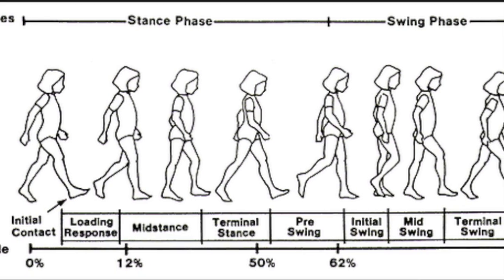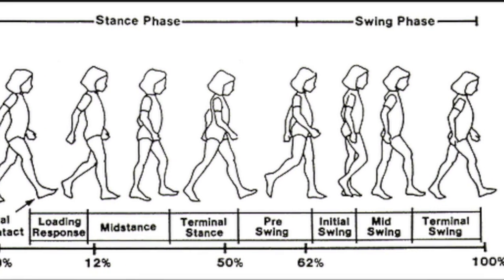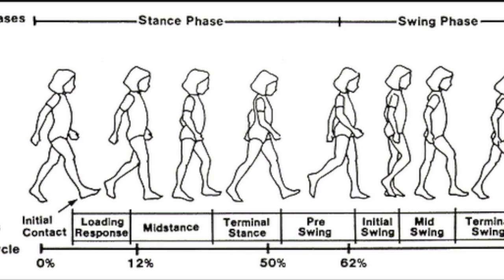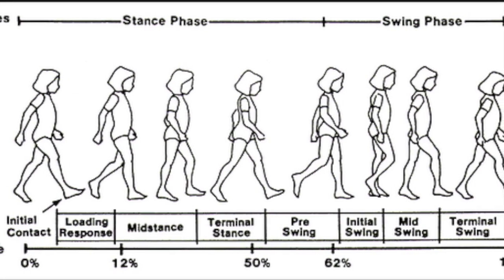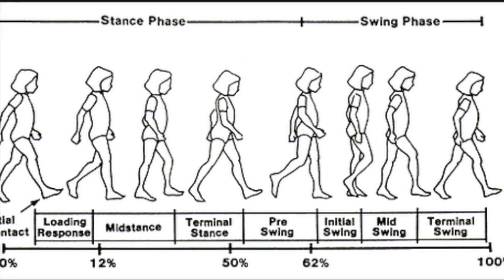The next phase is the swing phase. The first phase within it is the initial swing. The initial swing is the first third of the swing. It begins with the toe being lifted off the ground and ends when the swing foot is opposite of the stance foot. The next phase is the mid-swing and is the middle third of the swing. The mid-swing begins when the swing foot is opposite of the stance foot and ends when the swing foot is forward and the tibia is vertical, which is when the hip and knee flexion postures are equal.